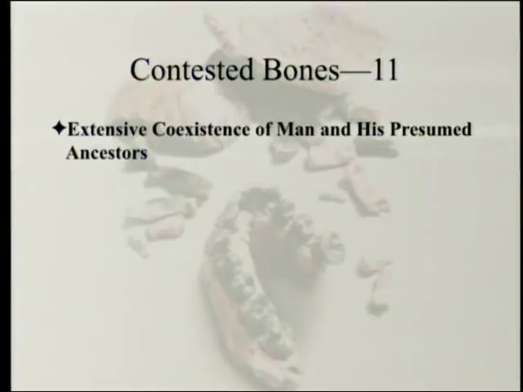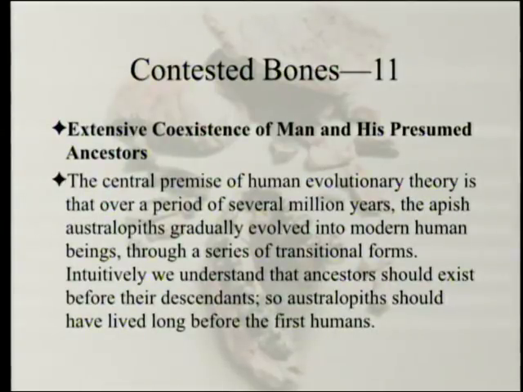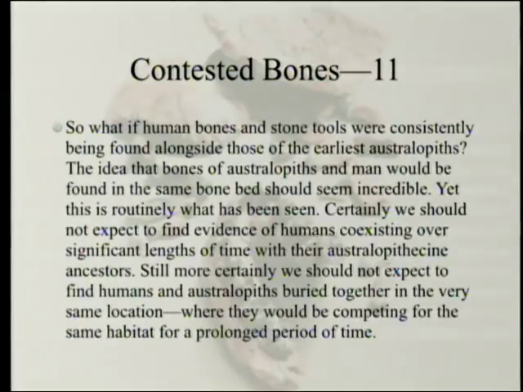Extensive coexistence of man and his presumed ancestors. The central premise of human evolutionary theory is that over a period of several million years, the apish Australopiths gradually evolved into modern human beings through a series of transitional forms. Intuitively, we understand that ancestors should exist before their descendants, so Australopiths should have lived long before the first humans. So, what if human bones and stone tools were consistently being found alongside those of the earliest Australopiths?